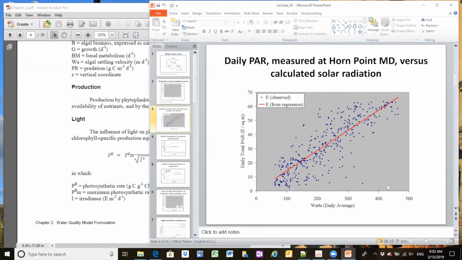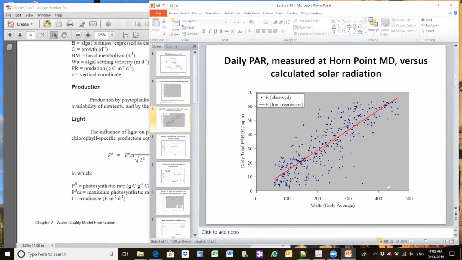Photosynthetically active radiation, PAR, is measured in Einstein per meter squared per day. And going across there is watts. That's solar radiation. That's energy. Okay, so that's something that's conventionally measured.